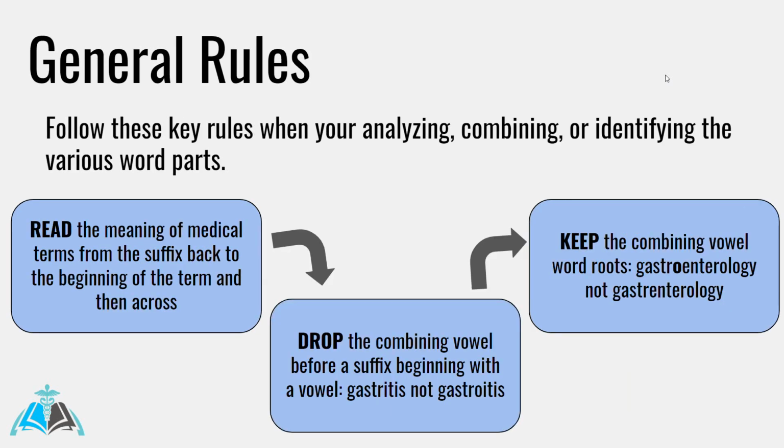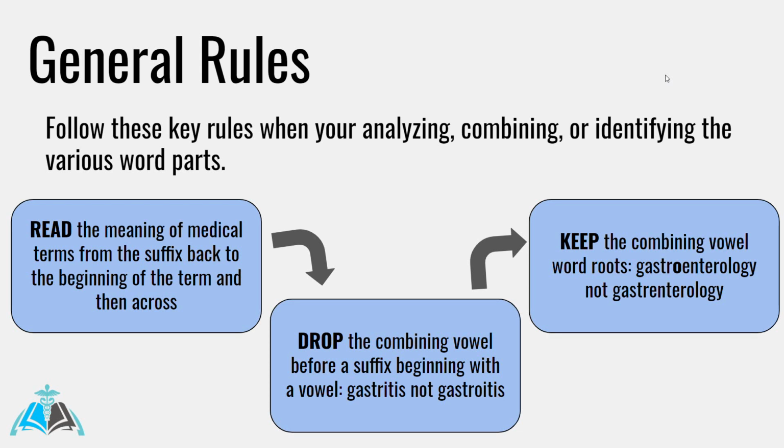Let's look at some general rules that you need to follow when you're analyzing, combining, or identifying these various word parts. First, you want to read the meaning of the medical term from the suffix back to the beginning of the term and then across. So you start from the ending of the word and move towards the prefix, or the beginning of the word, and then you read across. Essentially, an easier way of saying this is just read right to left.